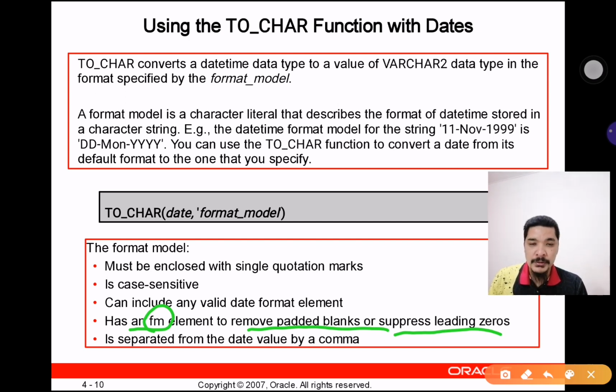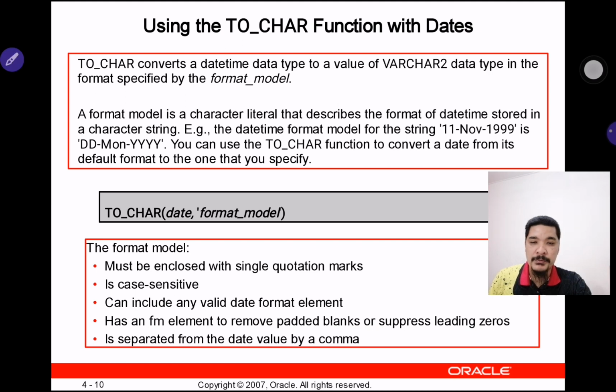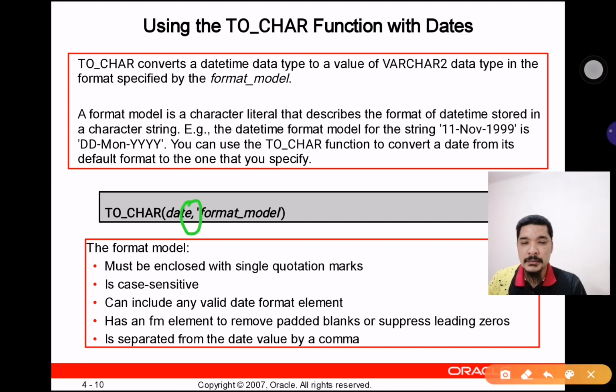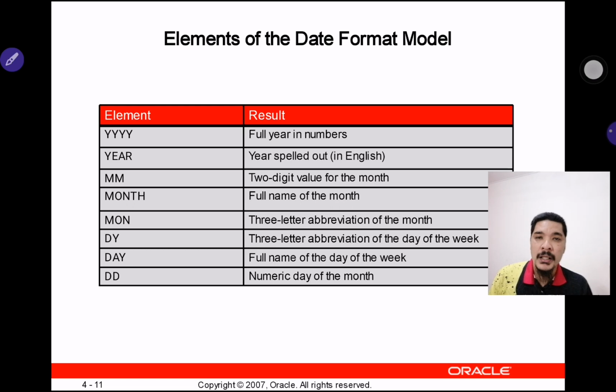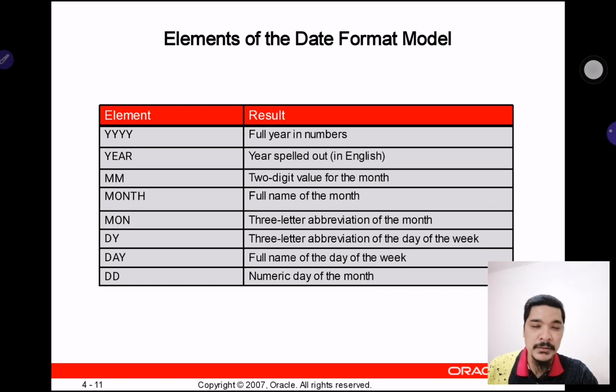Number 5, it is separated from the date value by a comma. So this is what we call a format model. Let's look into the example here, the elements of the date format models. If you can, memorize this table.